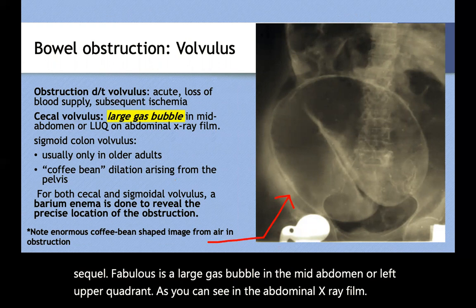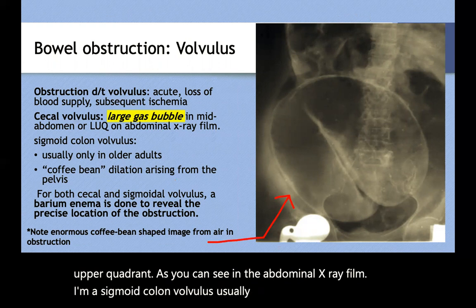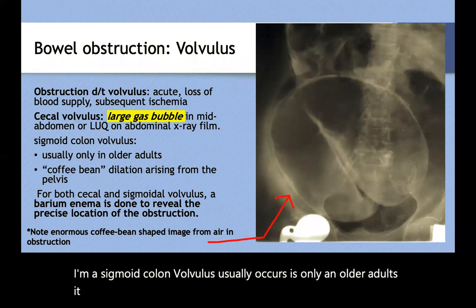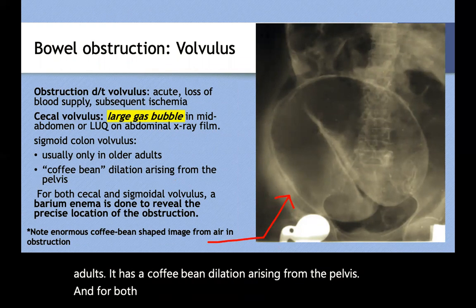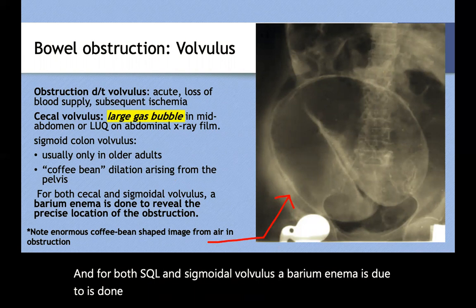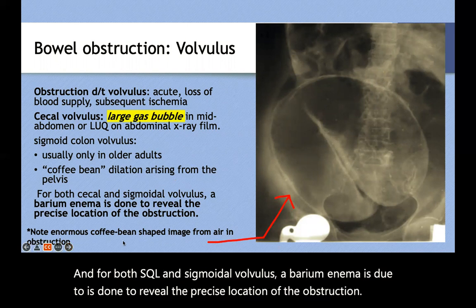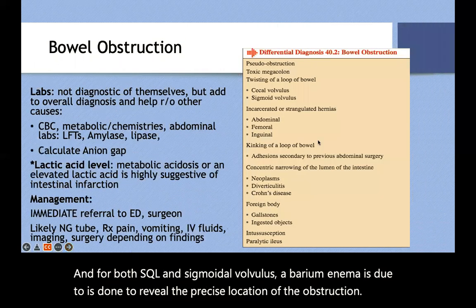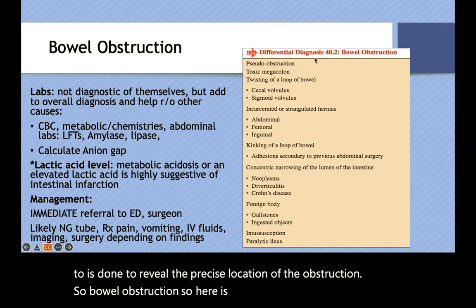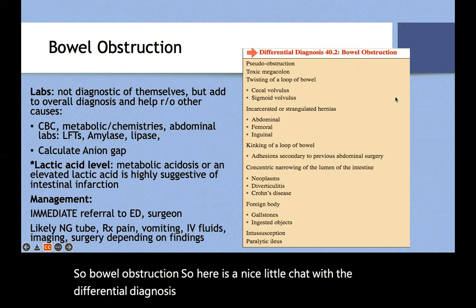A sigmoid colon volvulus usually is only in older adults. It has a coffee bean dilation arising from the pelvis. And for both cecal and sigmoid volvulus, a barium enema is done to reveal the precise location of the obstruction. So bowel obstruction. Here's a nice little chart with the differential diagnoses of the bowel obstructions.